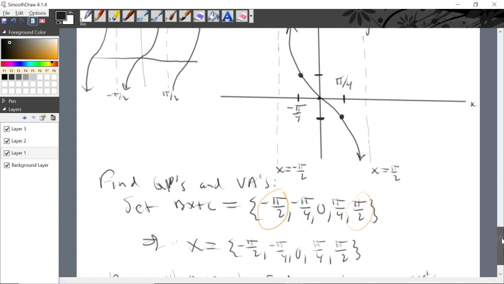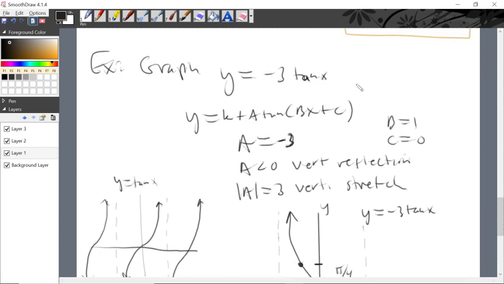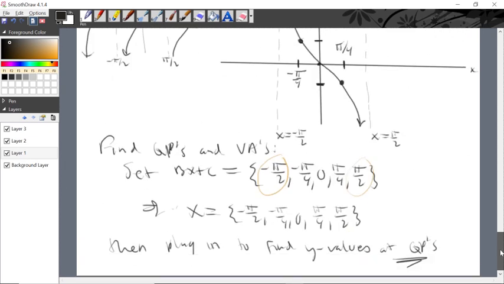We could find it by simply plugging into the function. Right, so what is negative 3 times the tangent of, let's say, pi over 4? Right, y equals negative 3 times the tangent of negative pi over 4. Let's do that one, negative pi over 4. Because tangent is an odd function, we can take the negative and move it to the front, because tangent of negative x is the same as negative tangent of x. So we can move this negative to the front because tangent is odd.